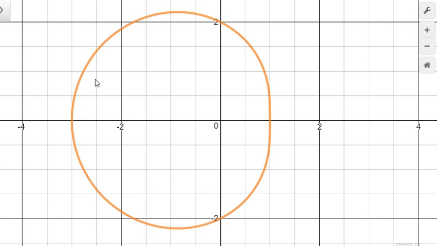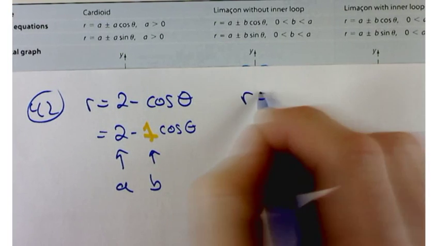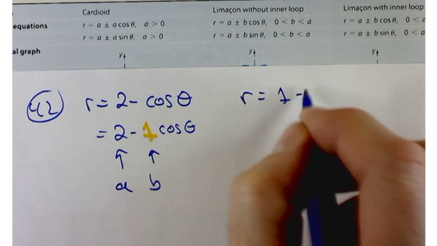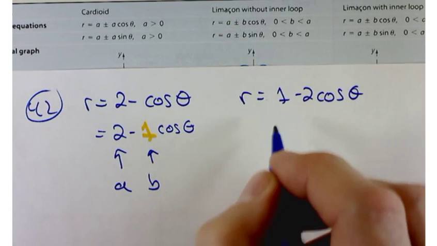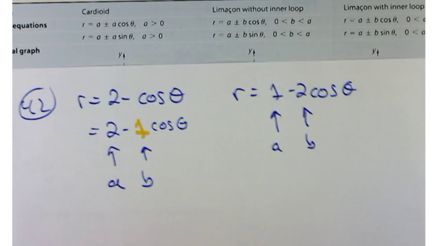Can we just do this first and then just think? It's called a limaçon without an inner loop. Well, with an inner loop, tell you what, let's just take the same equation and switch up a couple letters here real quick. So what if I had r equals 1 minus 2 cosine of theta? Then here's my A, here's my B.